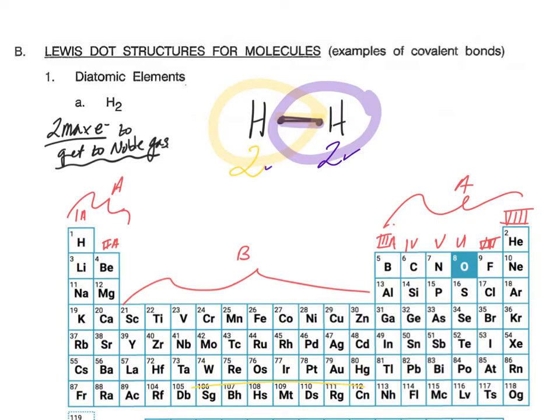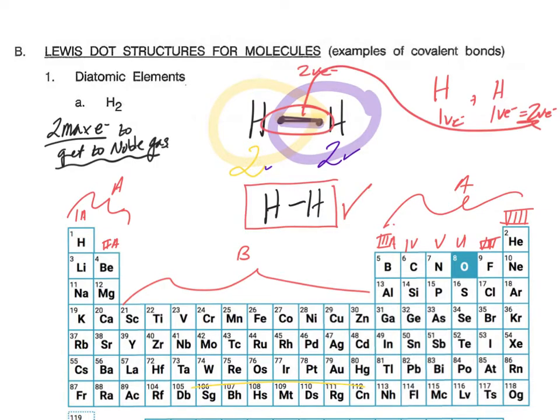It's also good to always count how many valence electrons you have total. So each hydrogen has 1. On the end, we have a total of 2. And that is a correct structure.